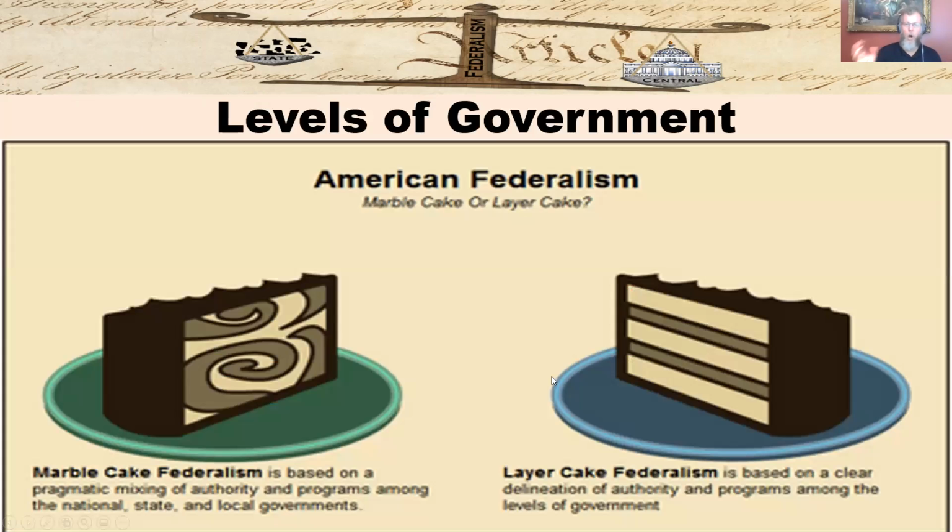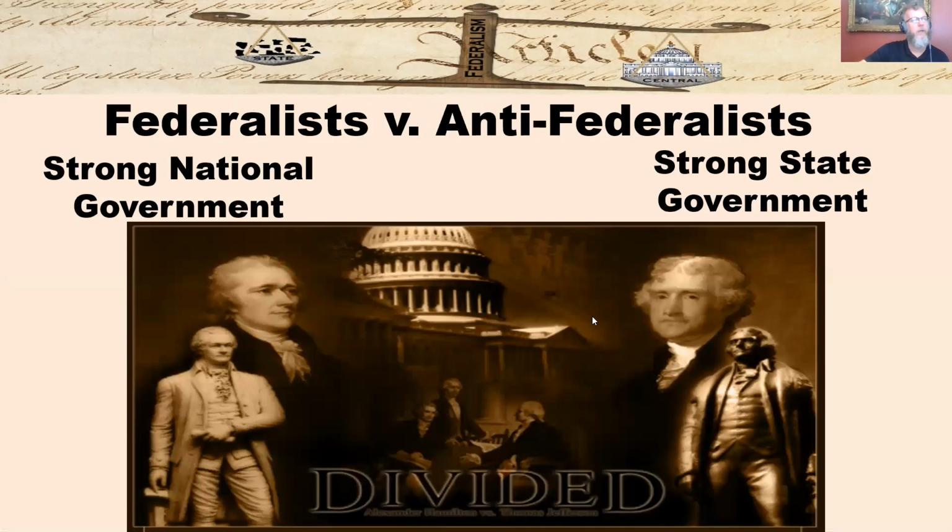Now, are we a layer cake or a marble cake? Depends on how you look at it. Do we have clear levels of power? Yes. Are we blended together? Yes. Checks and balances are blended. So either way you look at it, our federalism is clearly defined, depending on which way you want to see things. All right. We don't really talk about this, but again, it's just a reminder.